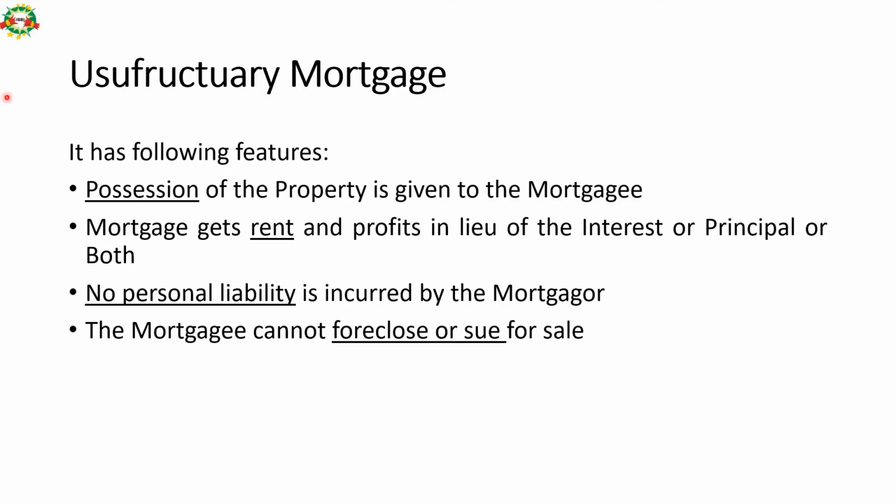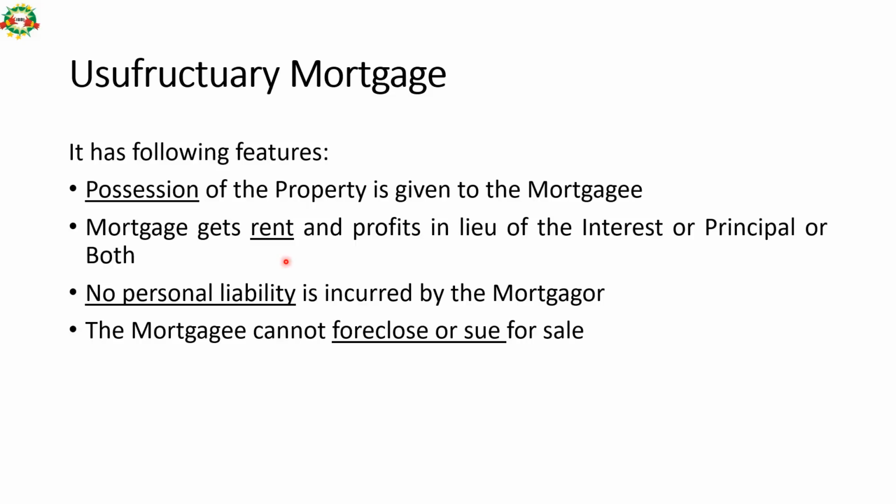Usufructuary mortgage. It has the following features. Possession of the property is given to the mortgagee. Here the mortgagee, the lender, gets the possession of the property. The mortgagee gets the rent and profit in lieu of interest or principal, or both. Maybe both. So basically I have taken a loan from the bank, so I'll give possession of my property to the bank, and the bank will take care of the property. The bank will take rent from the property. Whatever income comes out of the property, against that income the bank will set off its interest or principal or both.